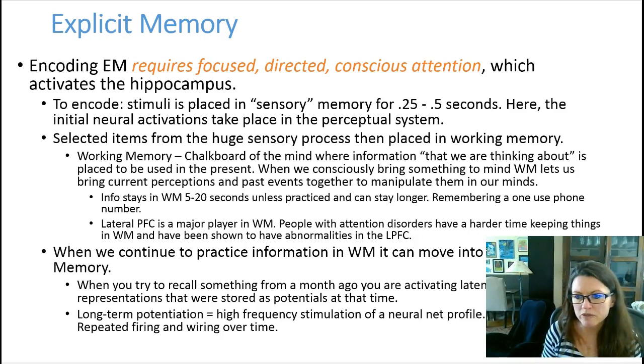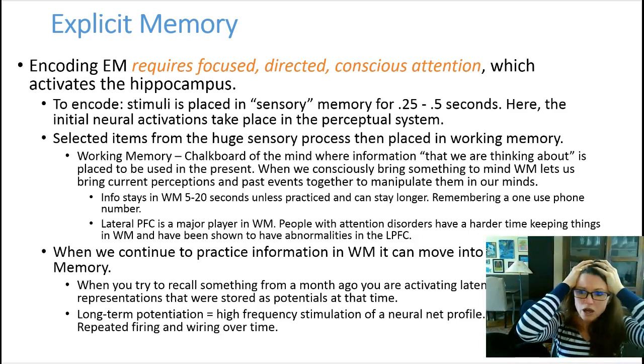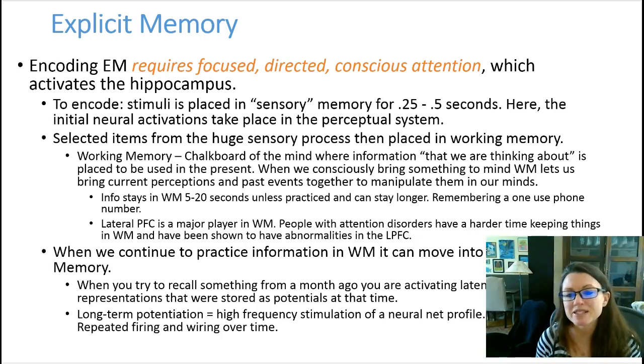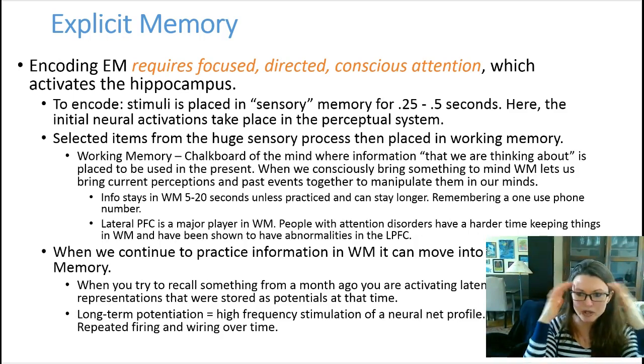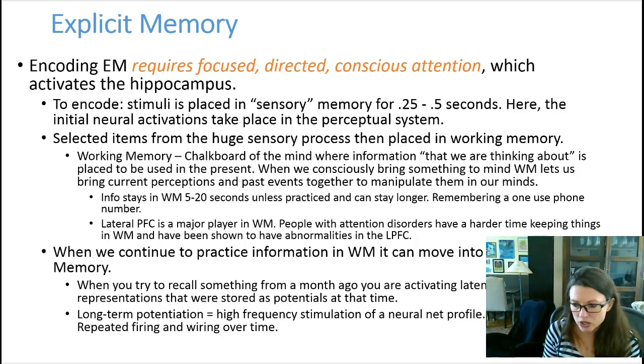Working memory is the chalkboard of the mind, where information that we are thinking about is placed to be used in the present. So this happens over time. When kids can start school, even preschool, they get a lot more opportunity to use these systems. When we consciously bring something to mind, like trying to remember Erickson's third stage, working memory lets us bring current perceptions and past events together to manipulate them in our minds. So what do I think now? What's going on here that I'm trying to remember this? What do I remember about reading it? I can bring all these different things together. Info stays in working memory from 5 to 20 seconds unless practiced, and can stay longer. So if you have to remember a phone number for a one-time use, it goes on that chalkboard, it's written down, and it's probably pretty quickly erased, right?